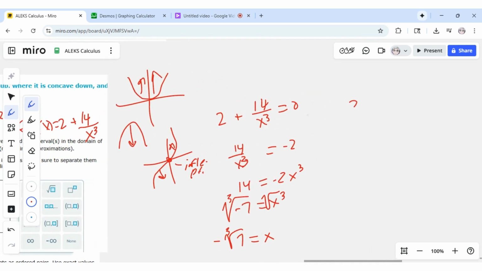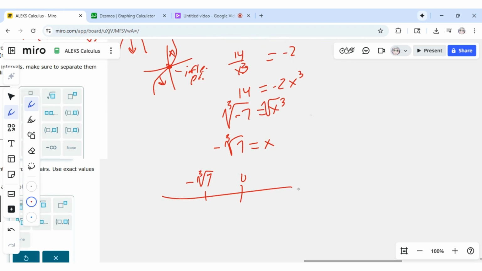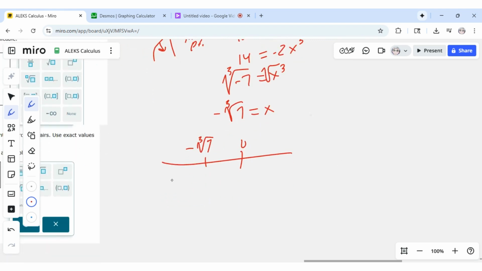And what we would get is 2 plus 14 over, and negative 2 cubed is negative 8. So 14 over negative 8, that's less than 2 though. So this is going to remain positive. So it looks like we're concave up on that interval there. So concave up here.